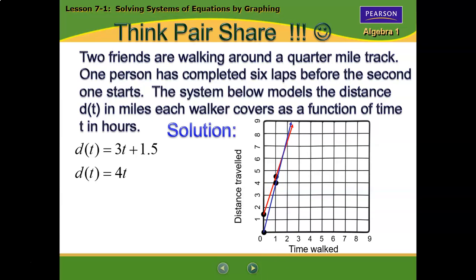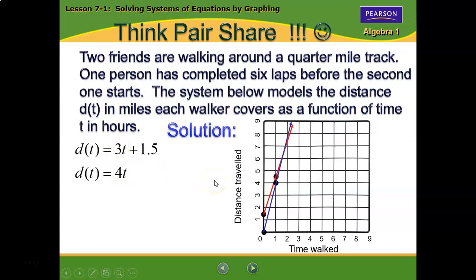So we can see that our graphs have intersected, because we knew that they were going to, because our rates of change here are different. Remember, the only time they won't intersect is if the rates of change are the same value. But since these rates of change are different, we know that they will intersect.